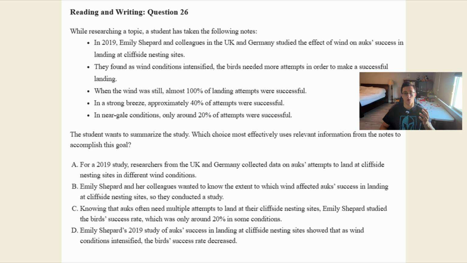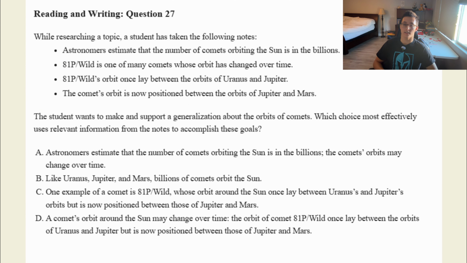That's more general, right? So the result is better. Also, it talks about who conducted the study and when it was conducted. So that fits the most of the criteria, and that's why for this question, D is the strongest answer and is therefore correct. Now I got one more for you guys. This one is making and supporting a generalization, okay? So I'm not reading the notes here because the generalization is about the orbits of comets. It tells us what it's about. So oh my gosh, I don't need to read the notes to understand this.